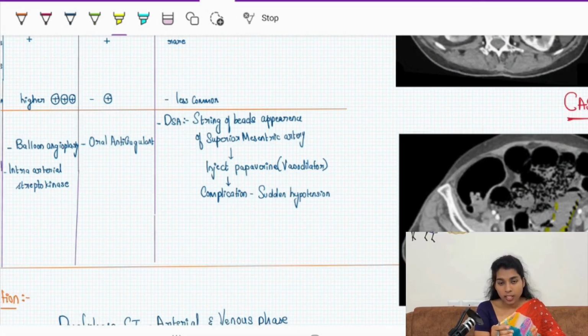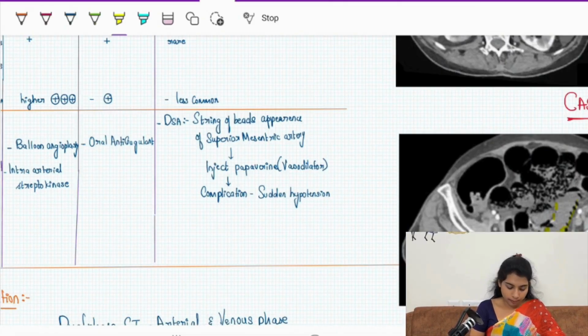So, in such a scenario, always before you plan on injecting papaverine, see to it that the fluid status of the patient is normal, the patient is no more in shock, he's managed, his ABCs are normal, and then take the patient for a DSA. Right, so as we already discussed, the complication if you give papaverine could be sudden hypotension, so you need to manage accordingly.